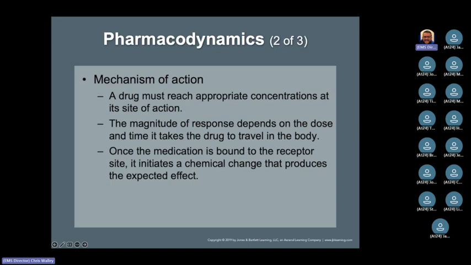Medications that bind to a receptor site are the most prevalent, particularly in our pre-hospital settings. Some cellular responses can be wide-ranging depending on the chemical mediator and the cells being stimulated. The medication molecule must compete with naturally occurring chemical mediators and potentially some other medications that are within the body. Once the medication is bound to that receptor site, it initiates a chemical change that produces the expected effect that we want that medicine to have.